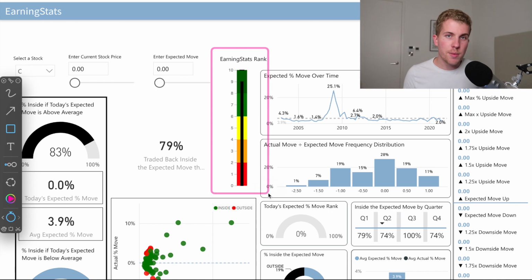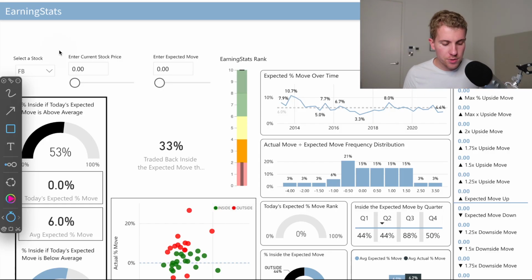So basically what that means is that EarningStats ranks how often the stock stays within the expected move or how often it goes out. And the more it stays in, the better the rank. Meaning that if you have a stock that, for example, has an EarningStats rank of 9 out of 10, it means that very often it's going to stay within the expected move. Meaning that you can trust in a way the expected move much more than for a stock that wouldn't stay within the expected move.